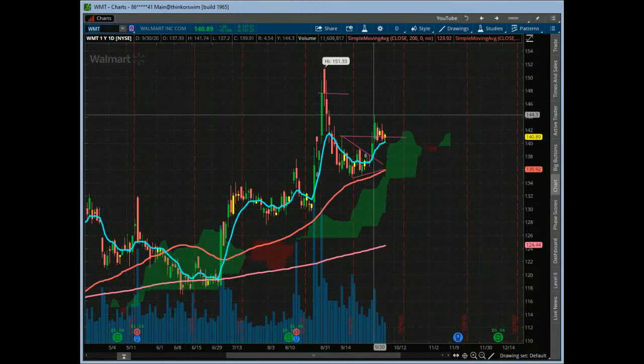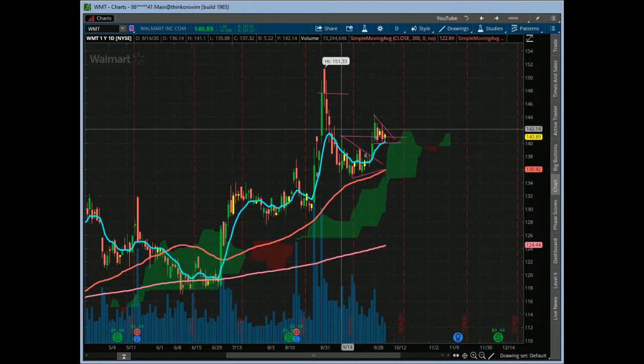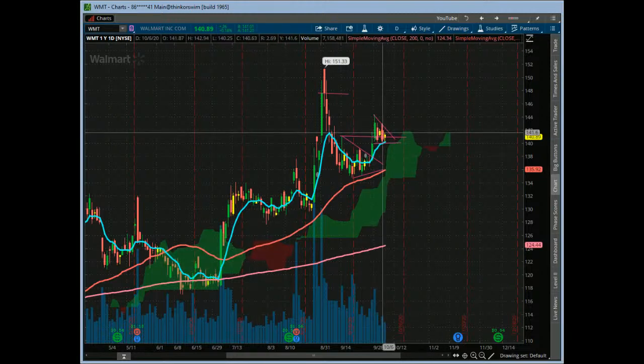Inside day, definitely looking like a big geometric pattern right here. If it holds this support level, let's see if we can break out of here with some volume and get going again. So it could be interesting there. It's up a few cents after hours, so we'll see how that holds going forward. Really nice find on that one, Alex.